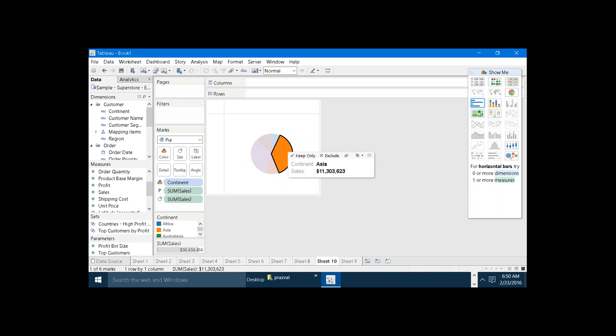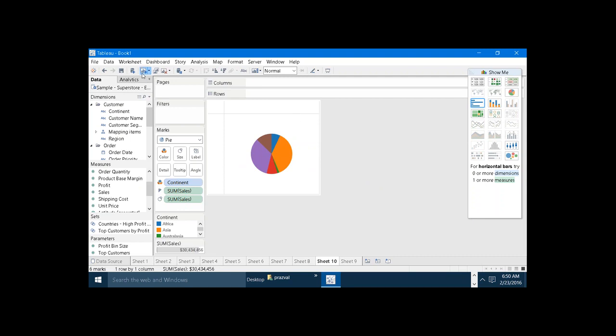Here Tableau is showing each and every continent with a slice. Each slice indicates its contribution or proportion, how much each continent has contributed to its sales. This pie chart is recommended only up to 12 slices. If it has more than 12 slices, then we cannot perform any analysis.